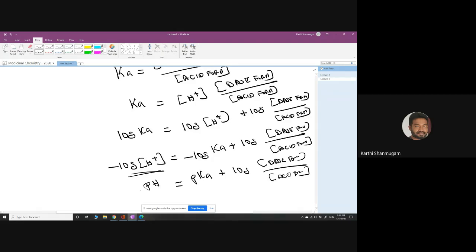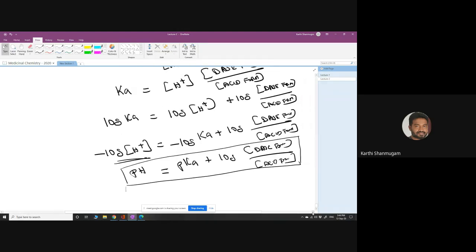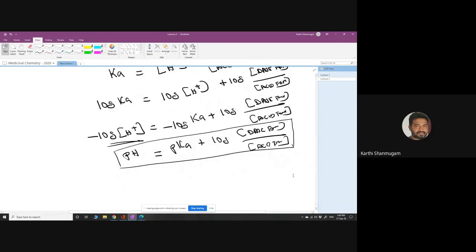Is this equation understandable? This equation is what is called the Henderson-Hasselbalch equation. Please note it down, everyone. I'm trying to sync the class notebook, so maybe from Monday you won't have any problem. Whatever I'm writing here, you can see it on your notebook. I'm trying to sync it.